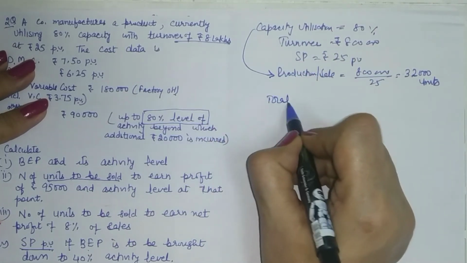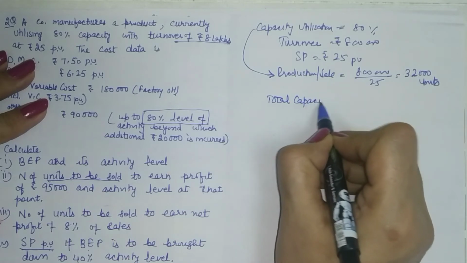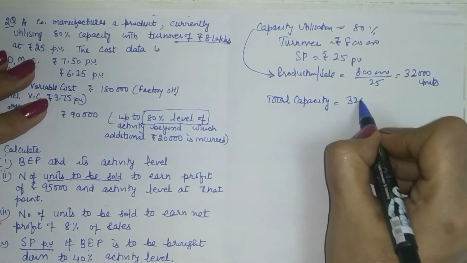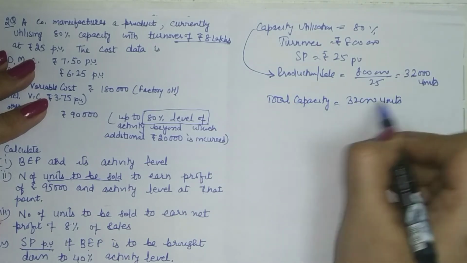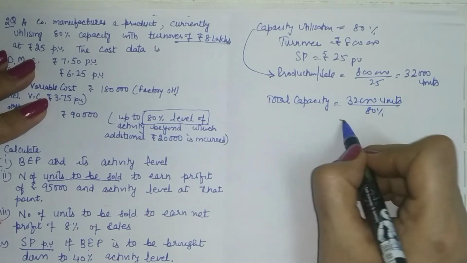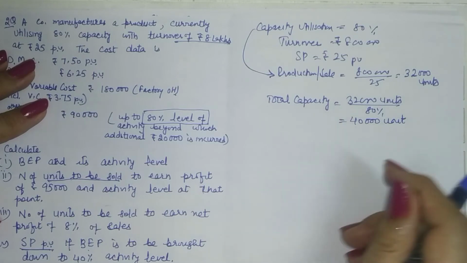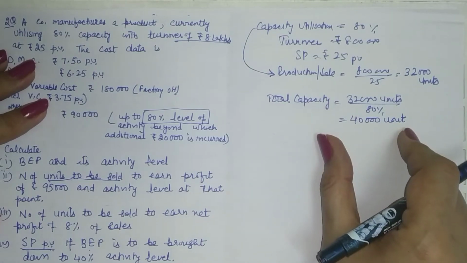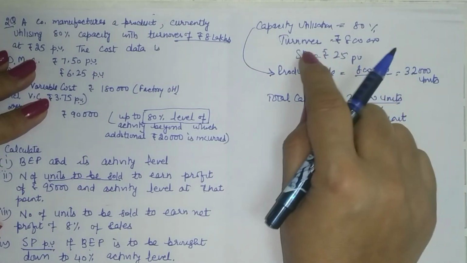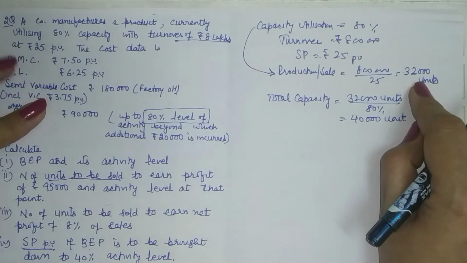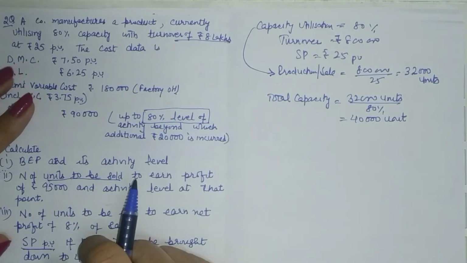So overall capacity will be 32,000 units upon 80%, that is 40,000 units. So this company has a capacity to produce 40,000 units, but presently it is working at 32,000 units. Now let us see other data.